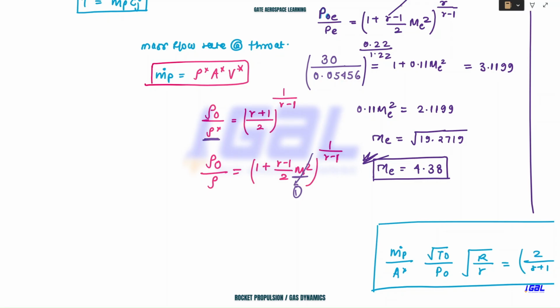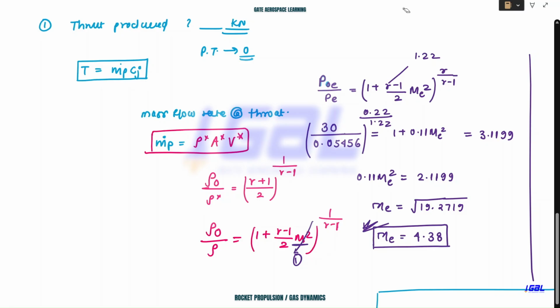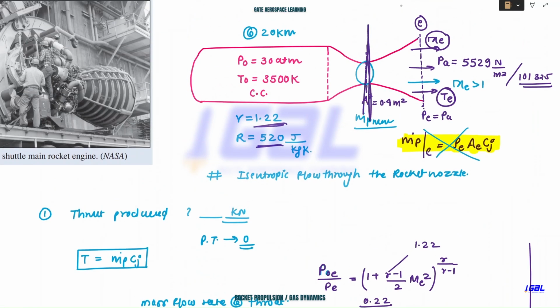What is the critical Mach number? Because we are calculating rho star at the throat, right? Rho star at the throat. What is the Mach number at the throat? You always have a sonic Mach number, that is for sure.